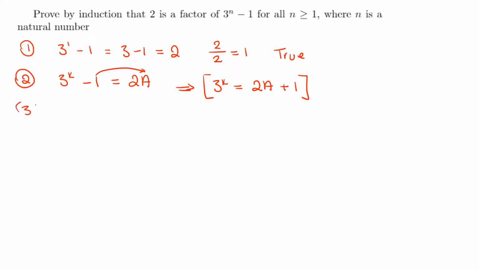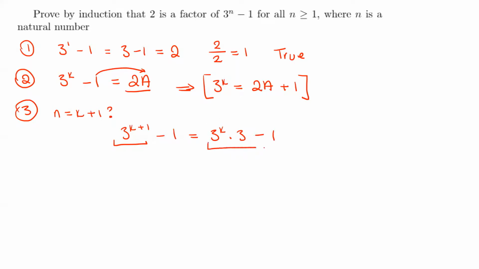Our next step is to show it's true for n is equal to k plus 1. So we need to show that when we substitute in k plus 1 into this, we're going to get a number that can be divisible by 2. So let's go ahead and substitute it in first. If we do that, we're going to get 3 to the power of k plus 1 minus 1. And we know from our indices rules, guys, that we can rewrite 3 to the power of k plus 1 as 3 to the power of k multiplied by 3, minus 1.